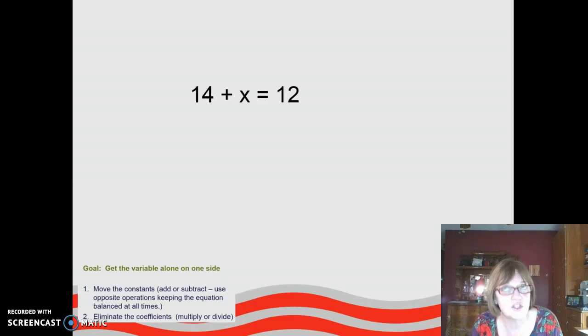Oppositional teenagers, you get in trouble for that usually, right? But here's a time you can tell your parents, Mrs. Horn said it's okay to be an oppositional teenager because I'm doing the opposite to solve the problem.